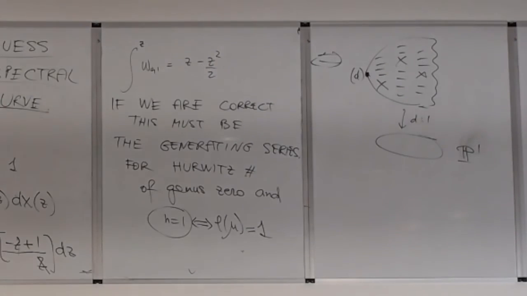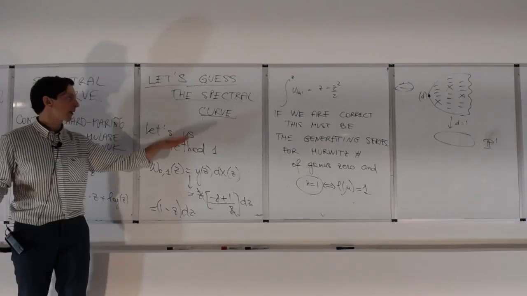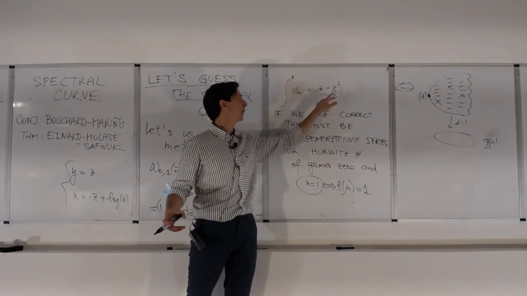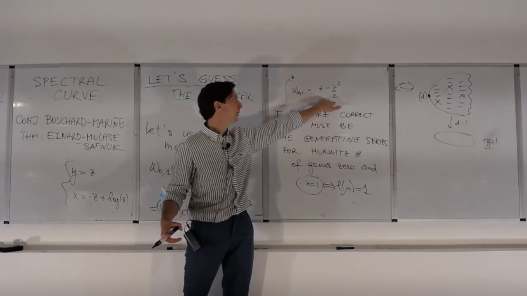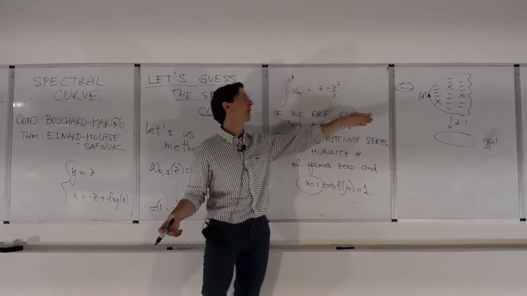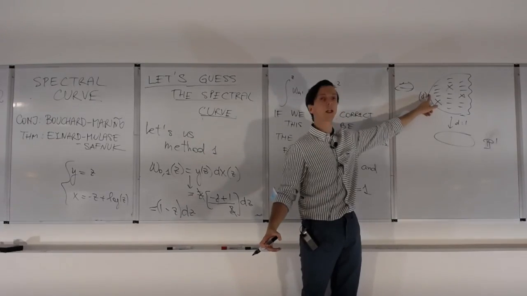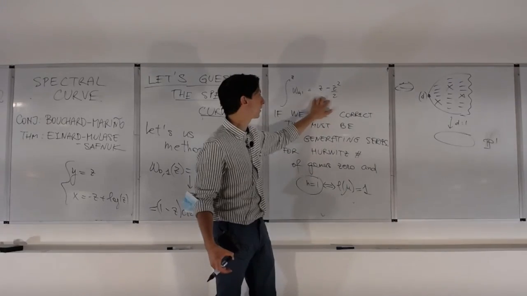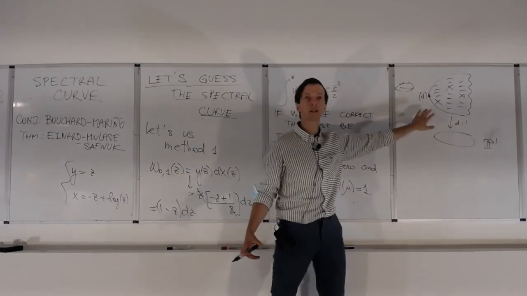So I'm reverse engineering the guess. I'm saying, if this spectral curve is correct, then I just look at omega 0,1. I know that omega 0,1 should be y dx. Now I expand it in z. I integrate, and I should get the free energy. This free energy should be z minus z squared over 2. And now, if we're correct, this should be the generating series of Hurwitz numbers with total ramification over 0. I mean, how would this be the generating series for all these numbers? Like infinitely many numbers.